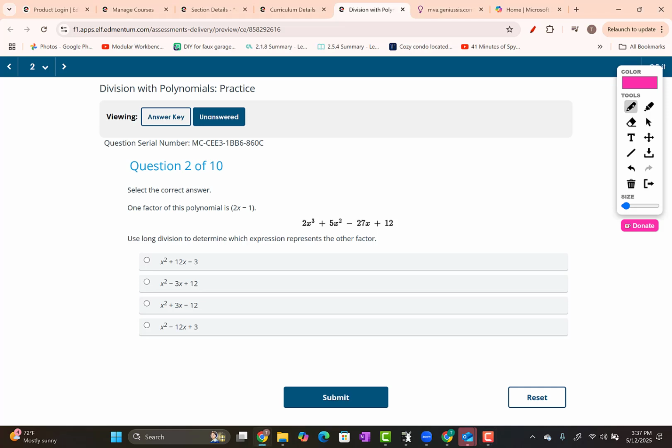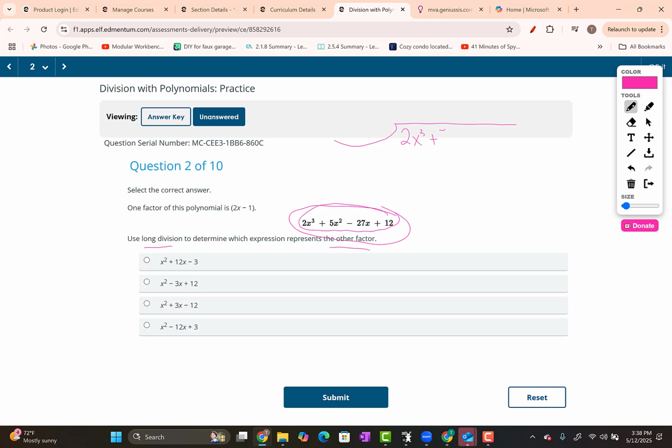Question 2, one factor of this polynomial is 2x minus 1. Here is the polynomial. Use long division to determine which expression represents the other factor. So by definition, factors are two things that are multiplied together to give you the bigger thing, when we're talking about positive numbers anyway.